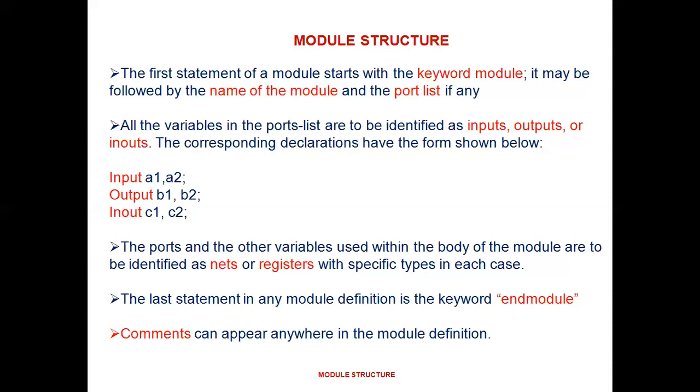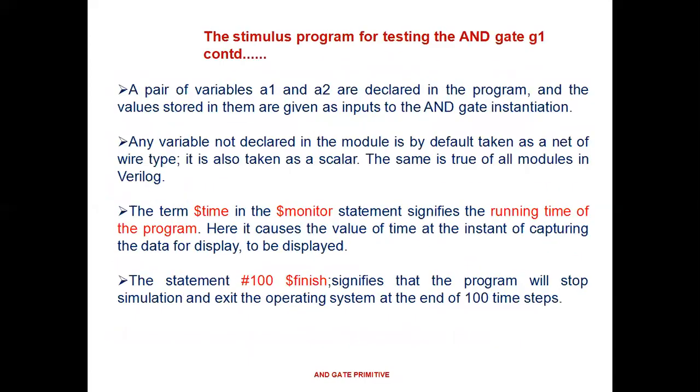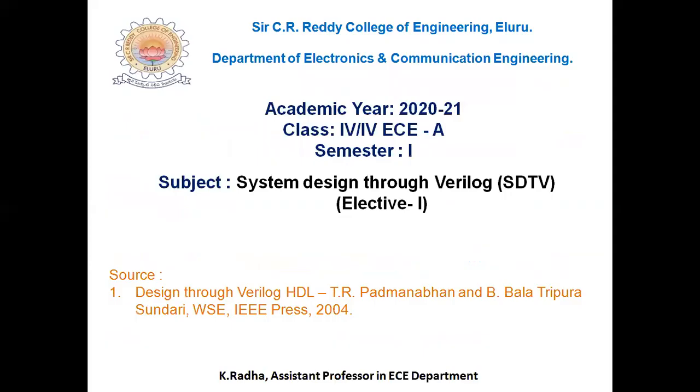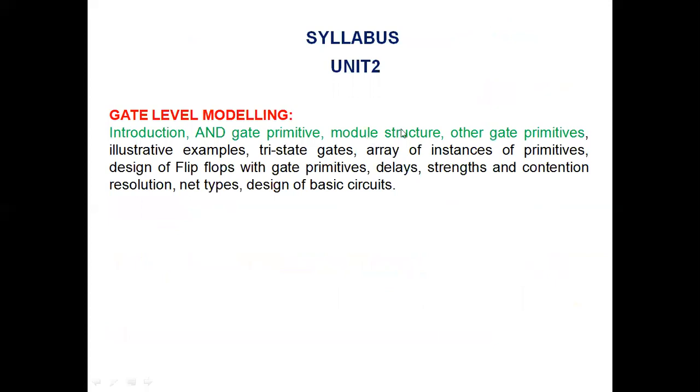So in today's class, we have discussed gate primitives and module structure. In the next class, we'll discuss the other gate primitives, meaning except the AND gate: NAND, NOR, XOR, XNOR, buffer, NOT, all these things.